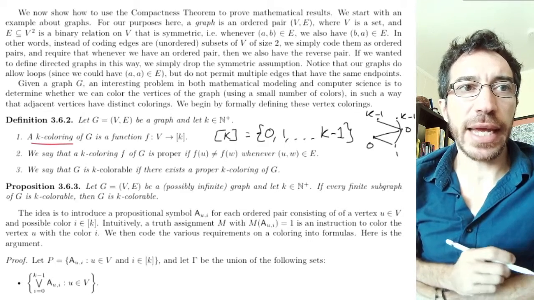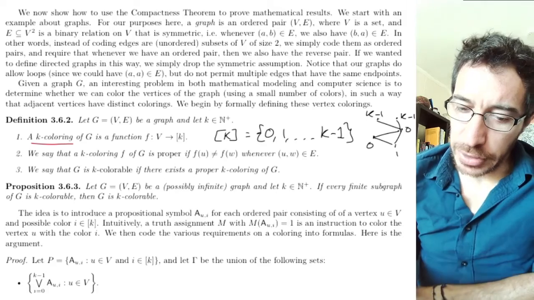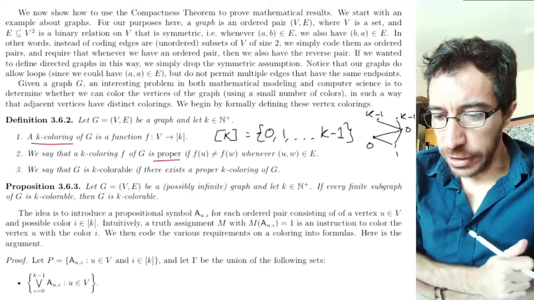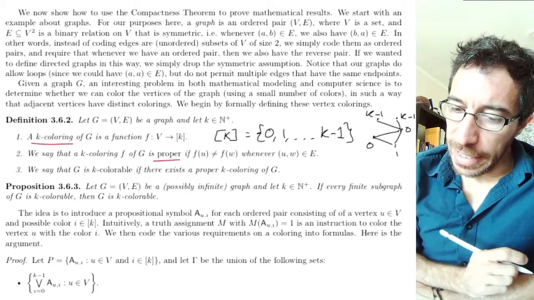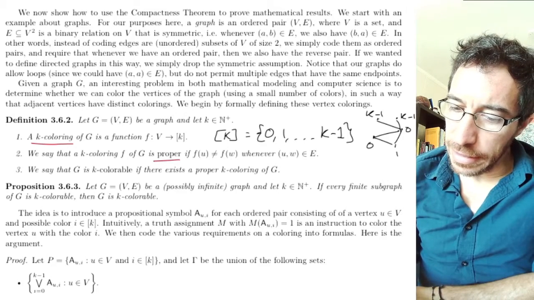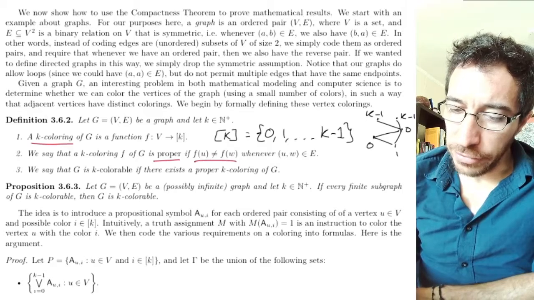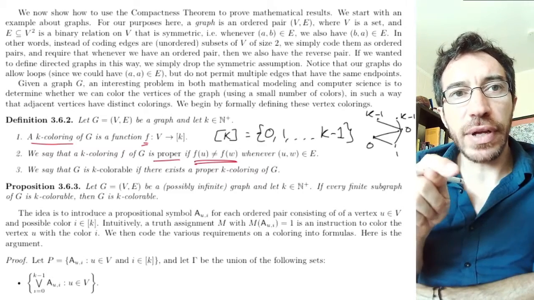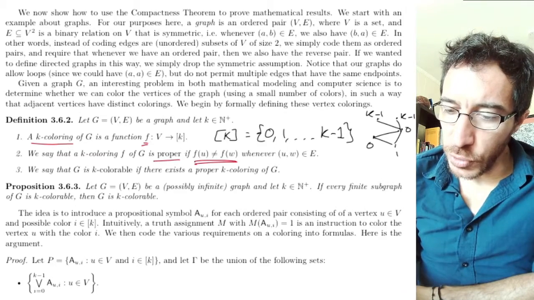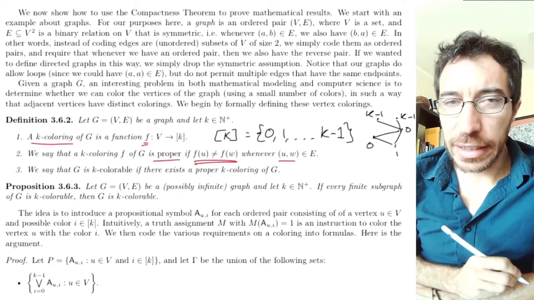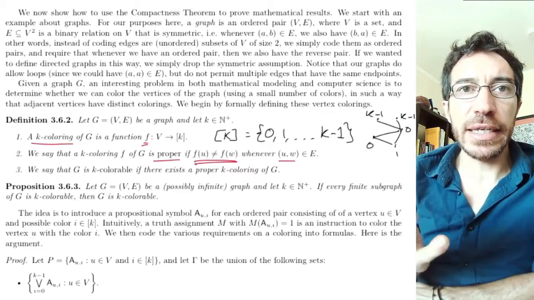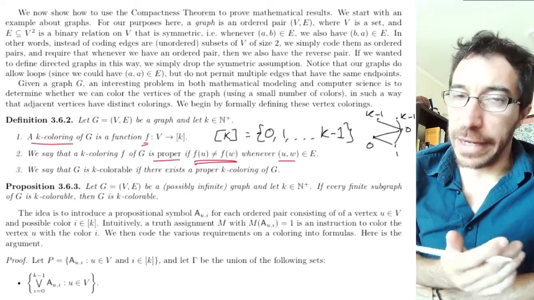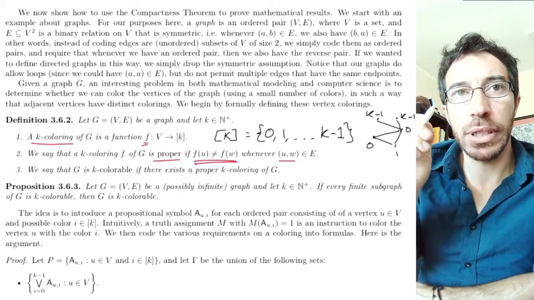Okay, so we say that a K coloring is proper. Now here we're defining proper, notice that one is not italicized. If this function f, the function f is a coloring, gives you different values whenever u and w are in E. U and w in E means that they are adjacent. There's an edge between them, right?